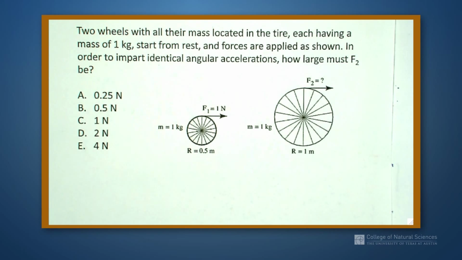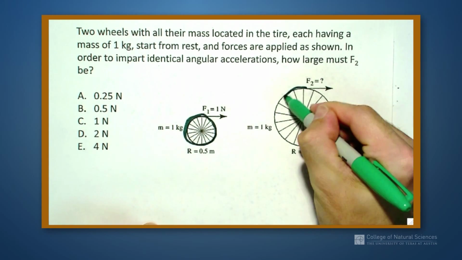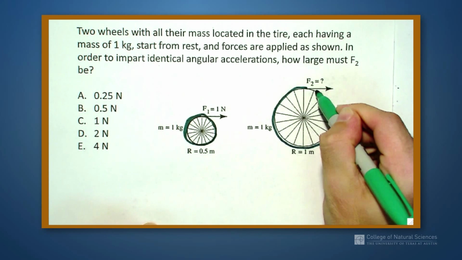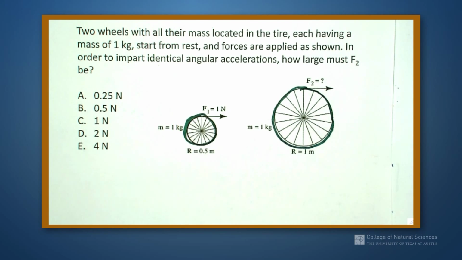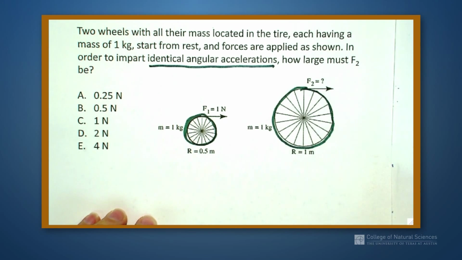All right, we have two wheels with their masses located in the tire. So all the mass is located around the outside of these things. Spokes contribute nothing. Each has a mass of 1 kilogram, starts from rest, and the forces are applied as shown. In order to impart identical angular acceleration, how much should F2 be?